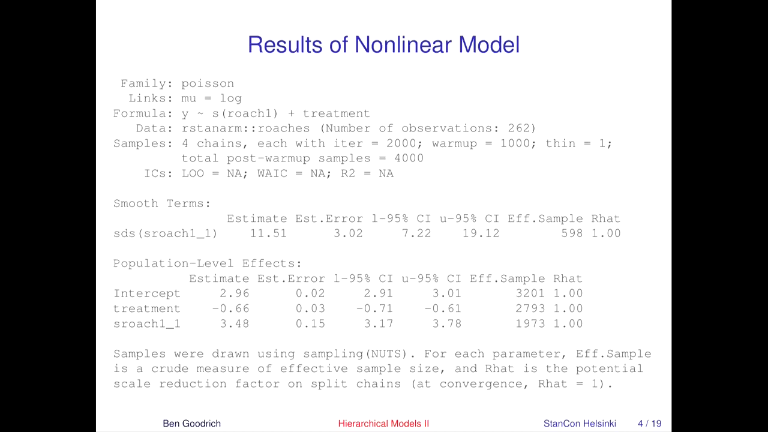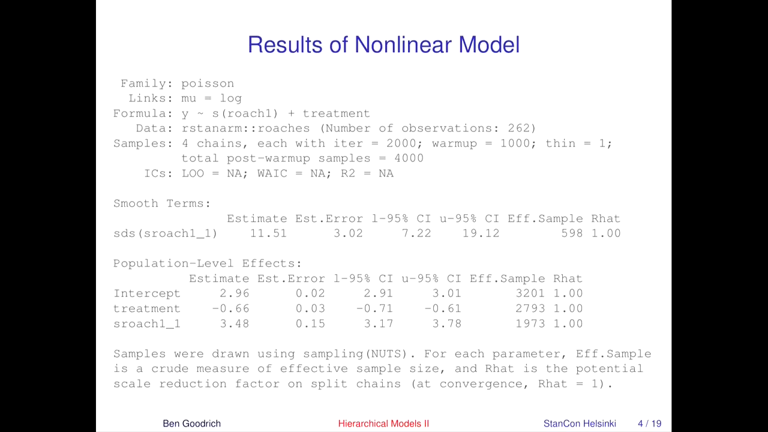But we've said that function doesn't necessarily have to be completely linear throughout the whole space. And in the middle part there with the smooth terms, we can see the standard deviation, which basically captures how much curvature there is to the function relating past roaches to the log of current roaches. We see, again, a pretty high and reasonably precisely estimated standard deviation pertaining to the curvature.